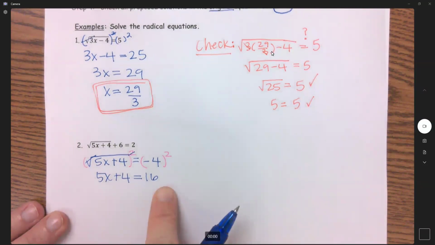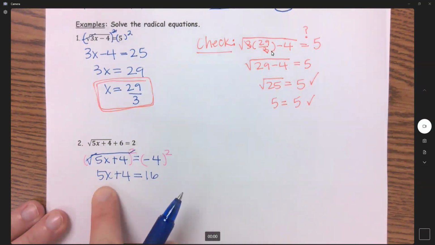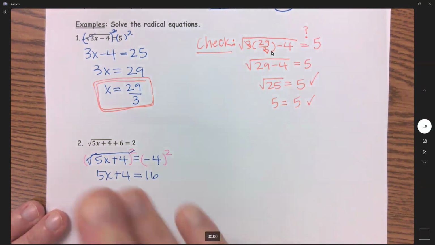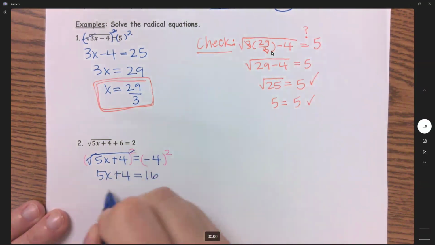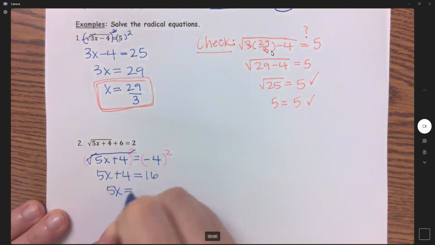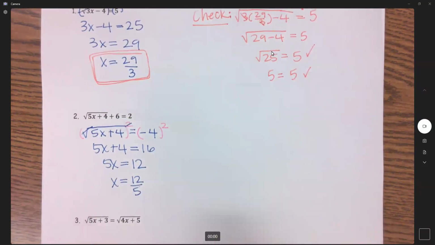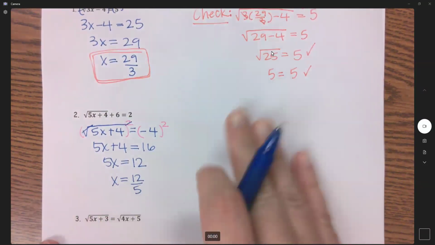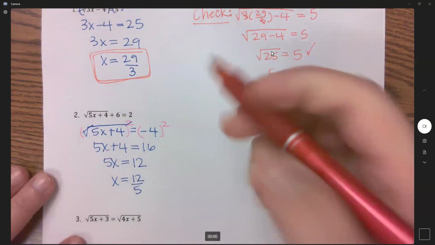Now we have another linear equation here because it's just x. No x squared, x cubed, x to the fourth, just x. So subtract your 4 and then divide by 5. And x equals 12/5. Now before I can circle or box, we've got to come over here and check.